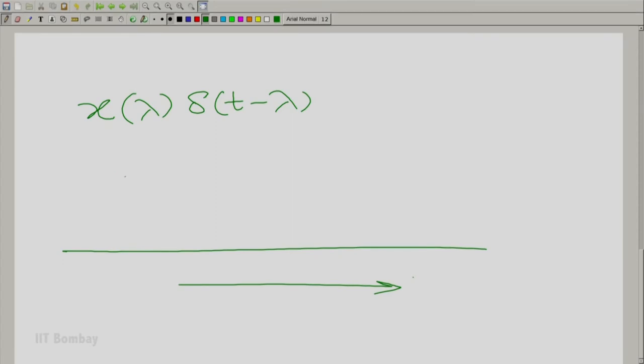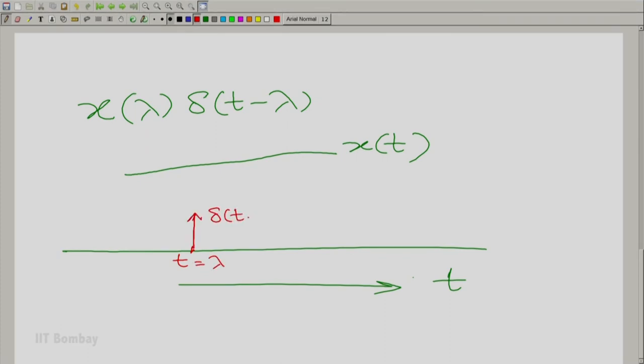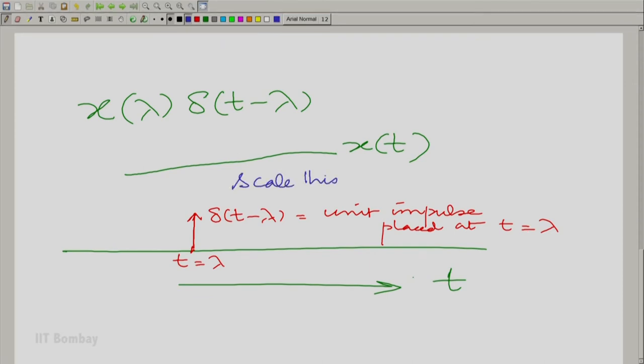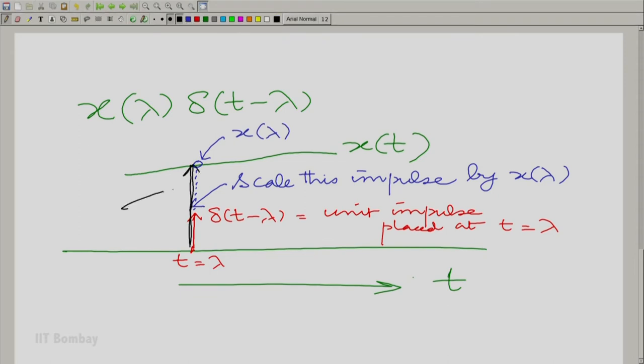I have x(t) here. I will just show a little segment of x(t) here. And I will draw first a unit impulse at the point t equal to lambda. So, this is delta(t minus lambda), a unit impulse placed at t equal to lambda. Now, I scale this unit impulse by x(lambda). What is x(lambda)? x(lambda) is this. So, it should look something like this. Perhaps let us draw it back in black now. So, this is x(lambda) times delta(t minus lambda). And this is what I am talking about as the input to the system.